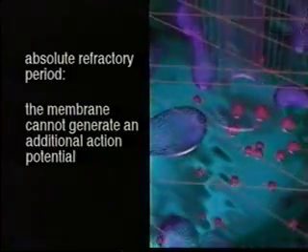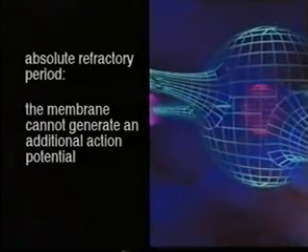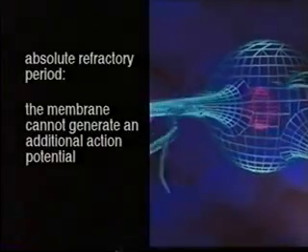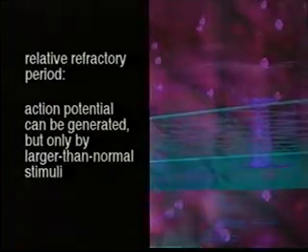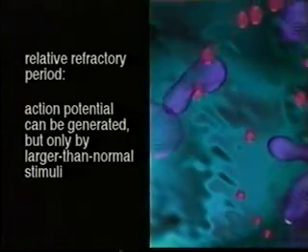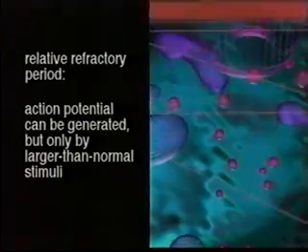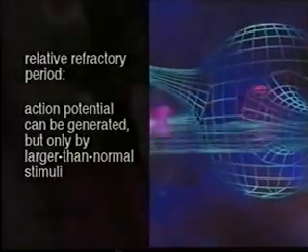This occurs while the voltage-regulated sodium channels are open and when they are closed and inactivated. The absolute refractory period typically extends until a transmembrane potential repolarizes to near threshold levels. During the relative refractory period, which occurs while the voltage-regulated potassium channels are open, another action potential can be generated, but only by larger than normal stimuli.